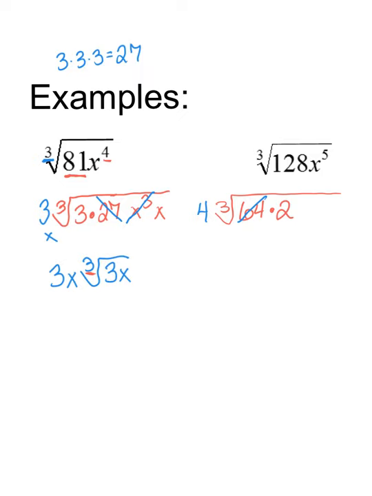If I look at my variable, I have an x to the 5th. I need it to be a multiple of 3. So I'm going to knock that down to x to the 3rd and then x squared, because these 2 give me the 5 up here. The cube root of x to the 3rd is x. There is no cube root for x squared, so this answer becomes 4x. The cube root, I still have a 2 and an x squared underneath.